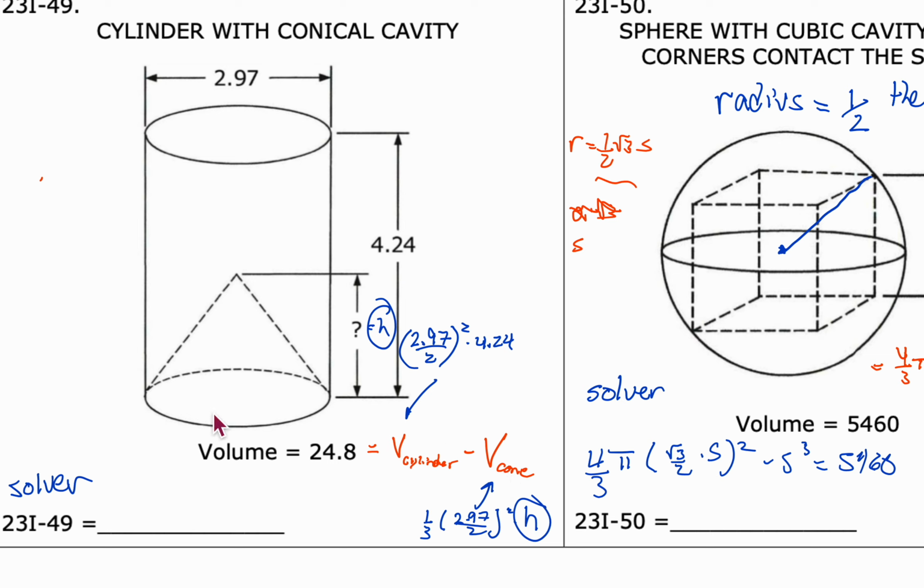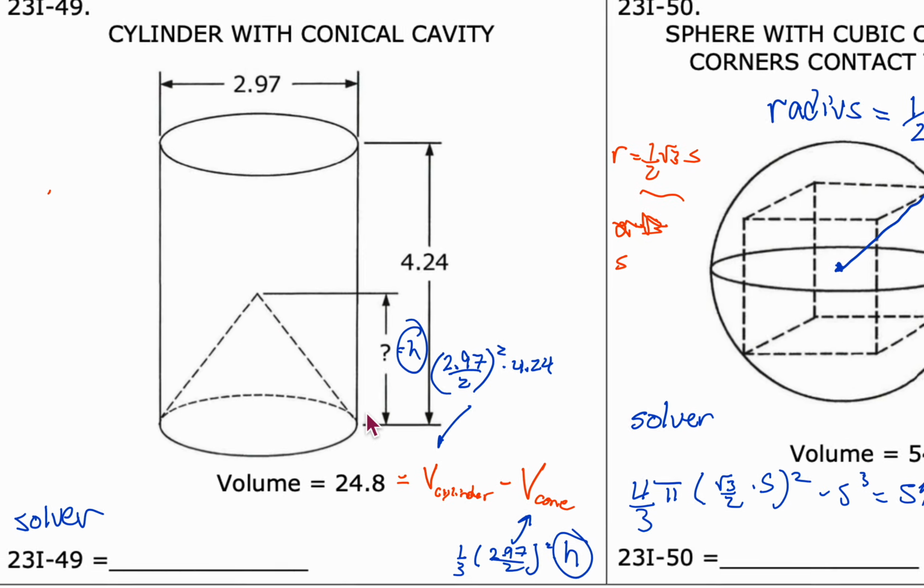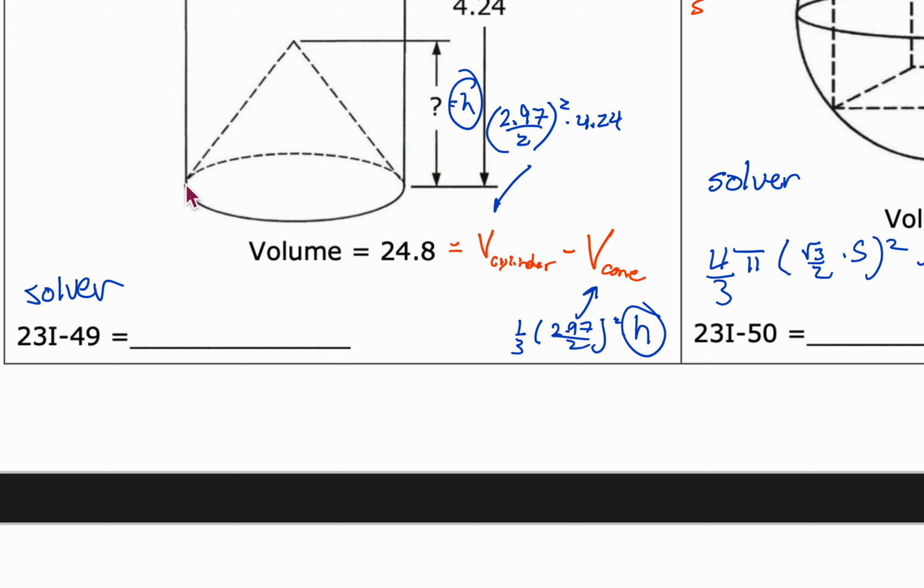And the volume of the cylinder is going to be its base area, which is pi r squared. So we take 2.79, cut that in half. We're going to square it, multiply by pi. And then we take that area and extrude it, or multiply by the perpendicular distance of 4.26. From there, we're going to subtract the volume of a cone. The volume of a cone is 1/3 the base area times its height. So 1/3 times 2.97 over 2 squared times height. And from here, you can either turn it into a cruncher or throw it into the solver. But those two equations subtracted equal 24.8.